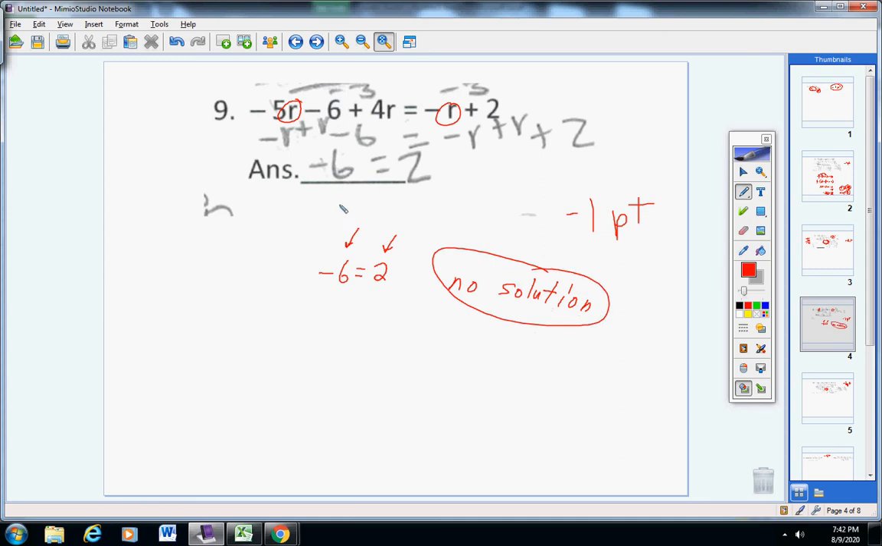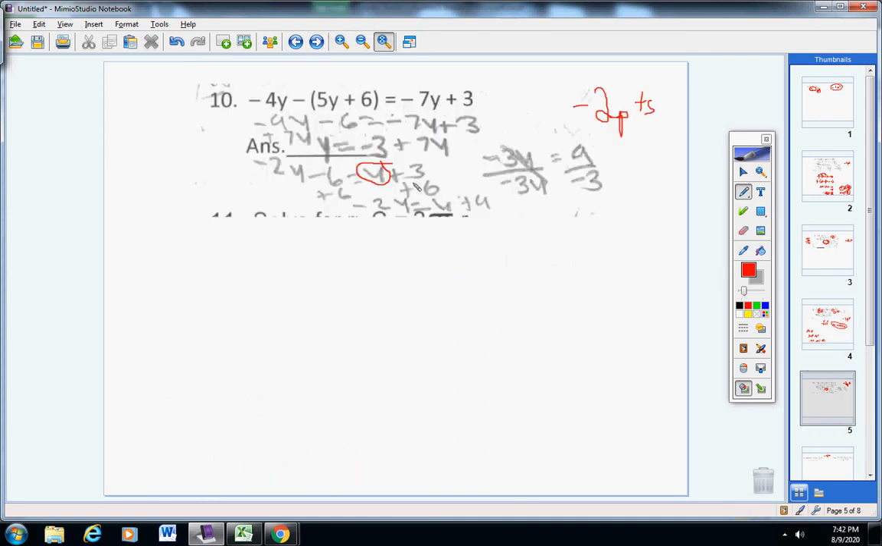Now, remember, if your r's cancel out and you're left with 0 equals 0, then you put infinite solutions, okay? Or you could put all real numbers. Either way, okay? But you gotta put that last step. So everything else is perfect.